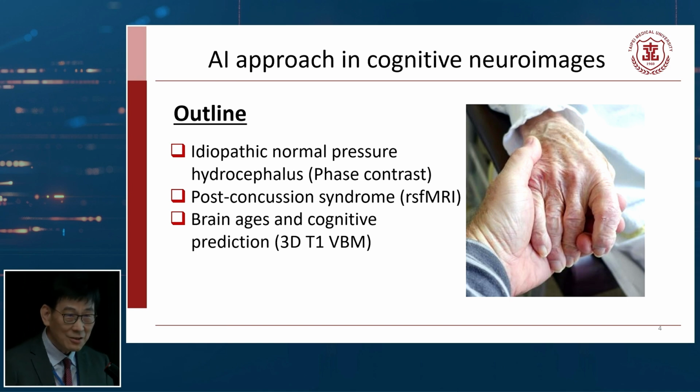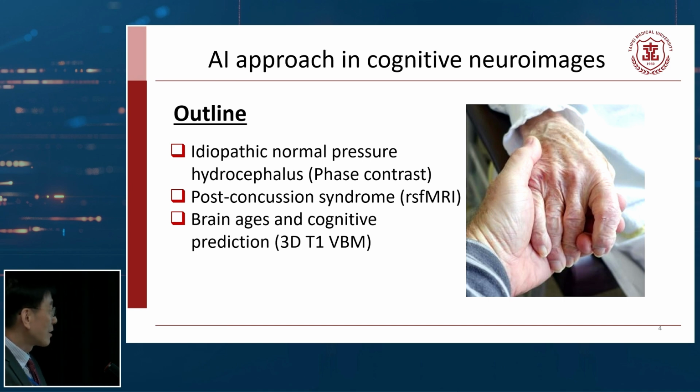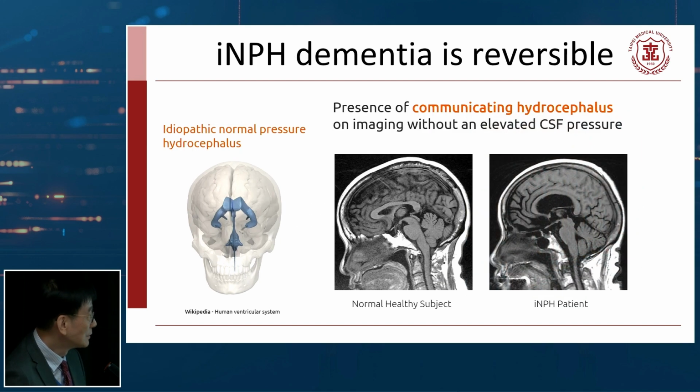Today, I'm going to talk about three types of cognitive impairment conditions. First is iNPH. The second is post-concussion syndrome. The third is brain age and cognitive prediction using different MR technology.